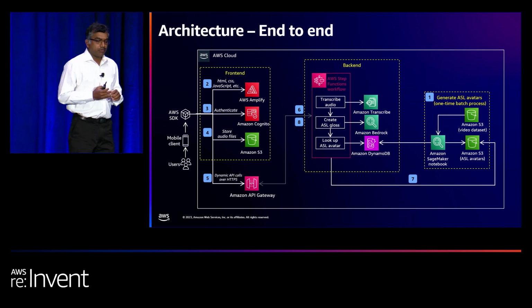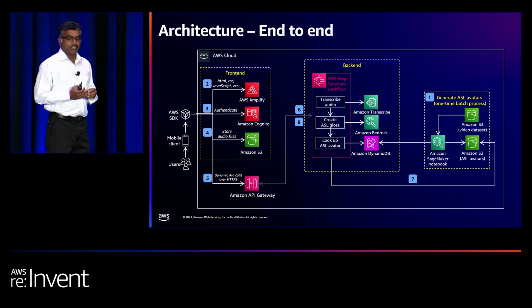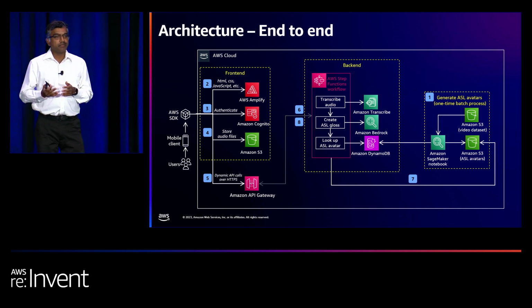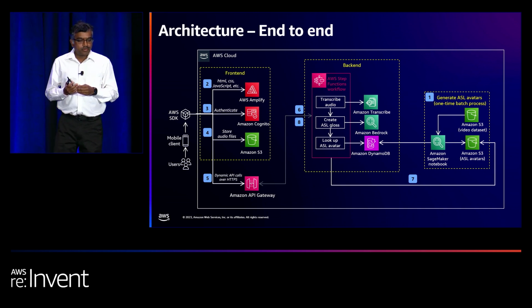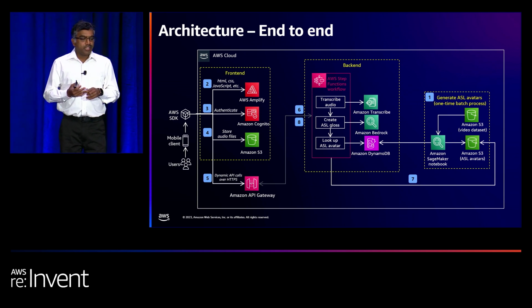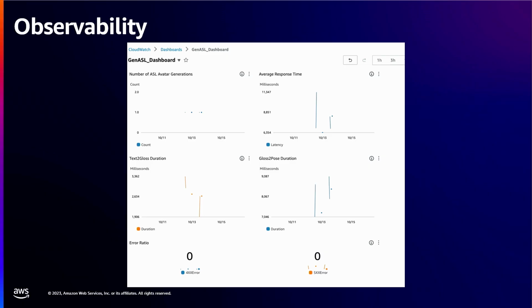And from a DevOps perspective, the front end is using Amplify to build and deploy, and the back end is using SAM, the Serverless Application Model, to build, package, and deploy the application. Let's see what all the other things we can add from a DevOps perspective.